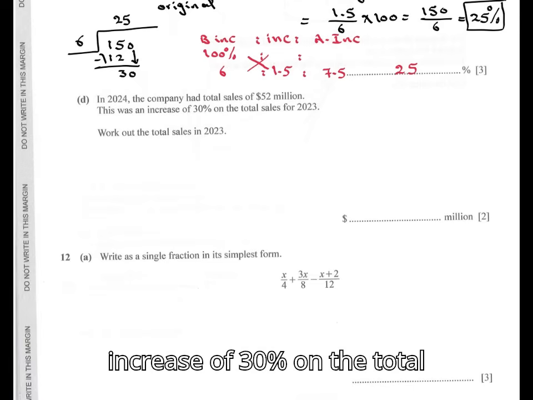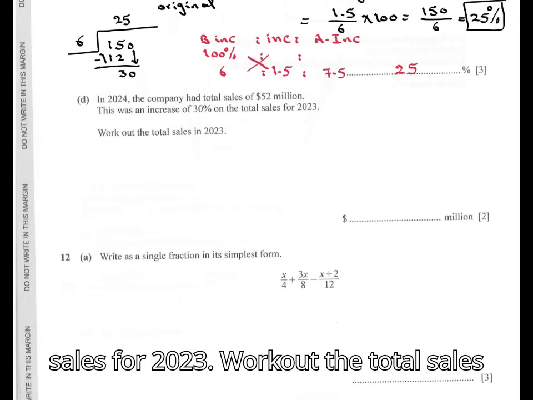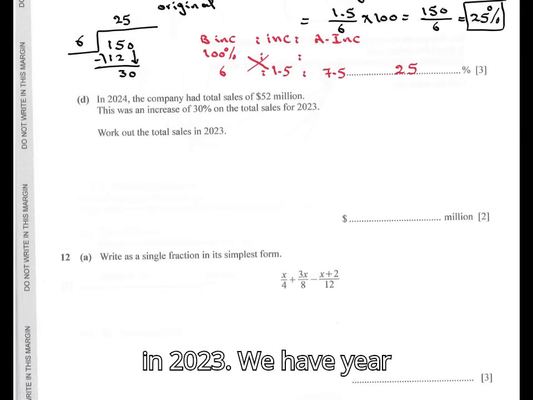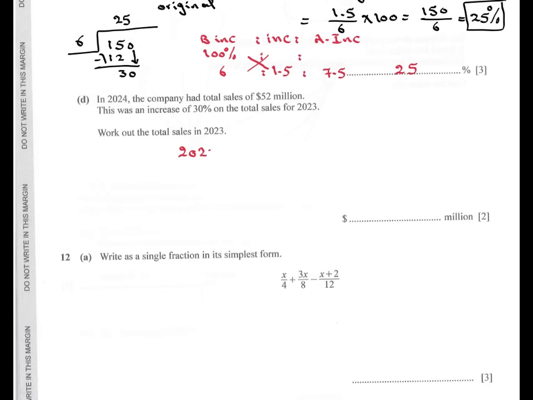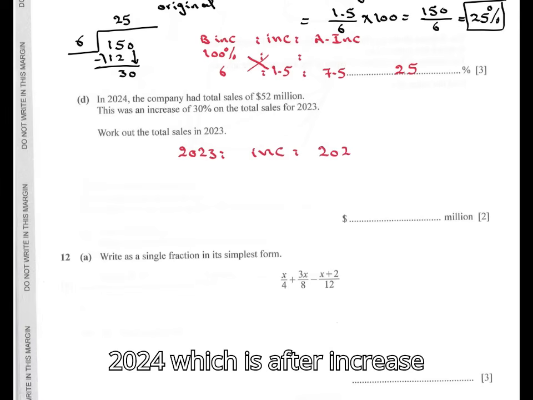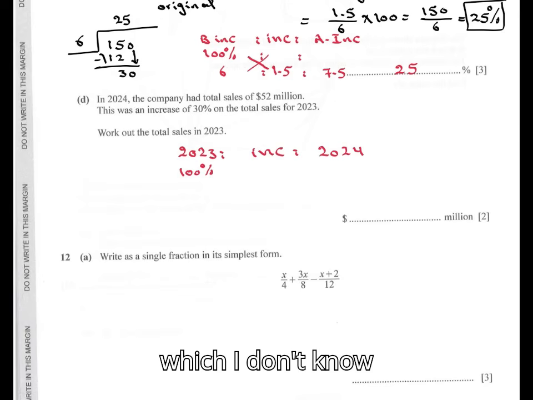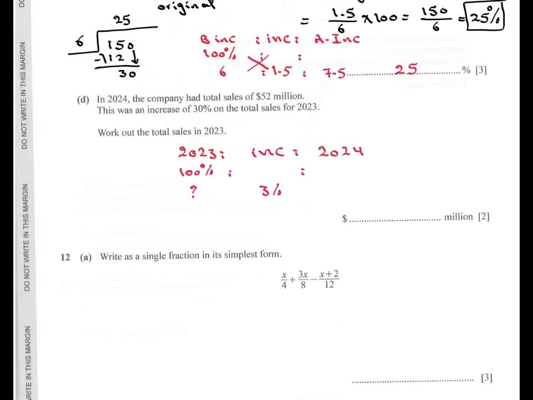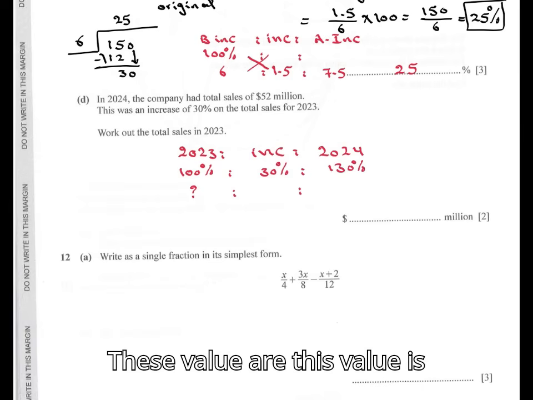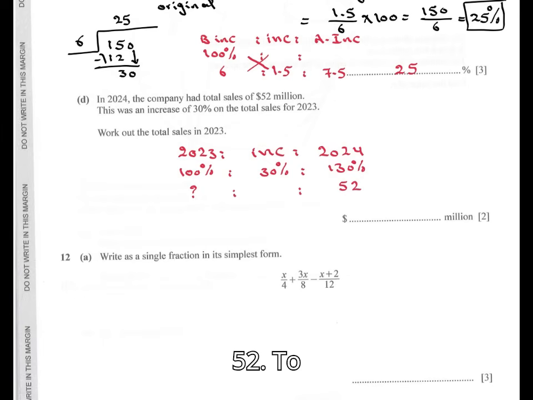In 2024, the company had total sales 52 million. This was an increase of 30% on the total sales for 2023. Work out the total sales in 2023. We have year 2023, increase, and 2024, which is after increase. In 2023, we can say that it is 100%, which we don't know. The increase was 30%, and after increase, it will be 130%. This value is 52 million.